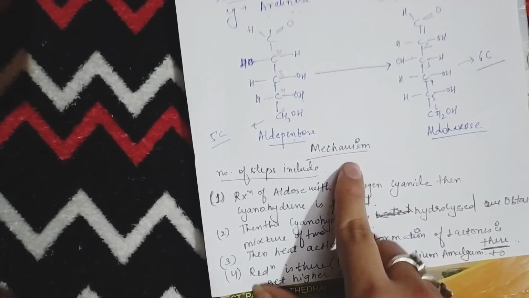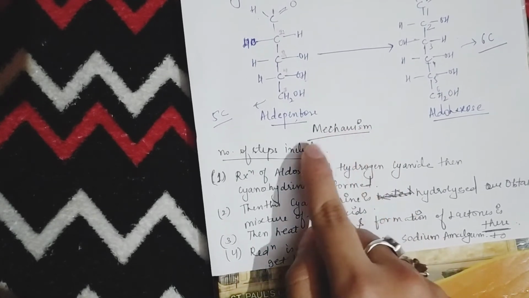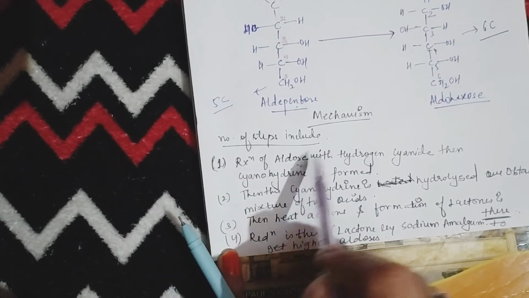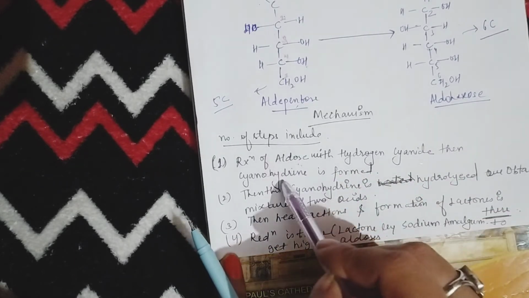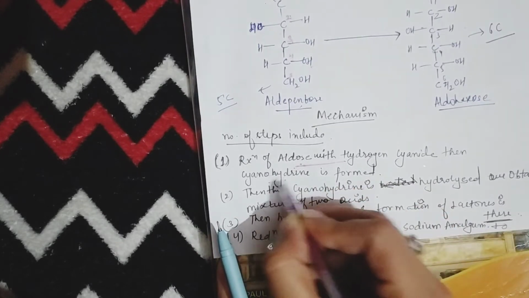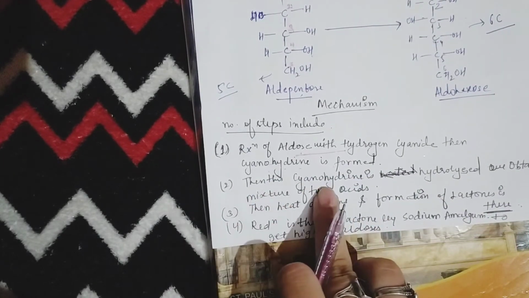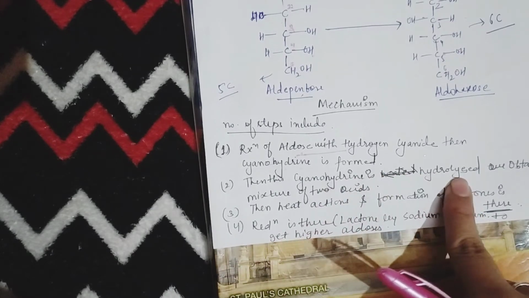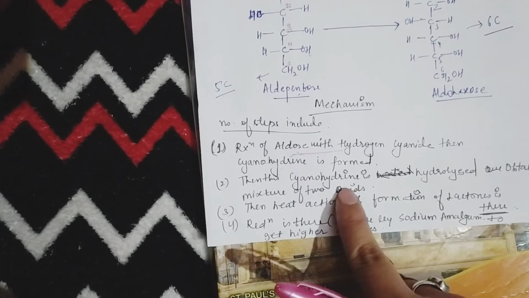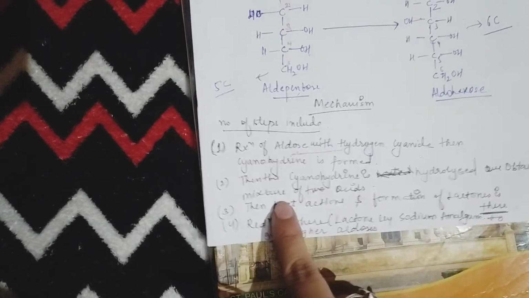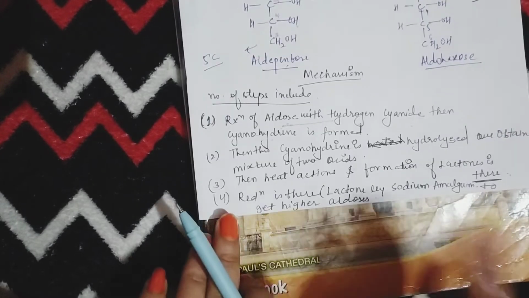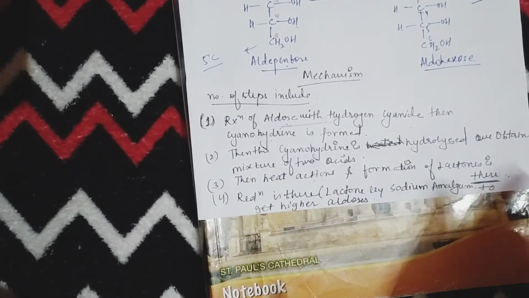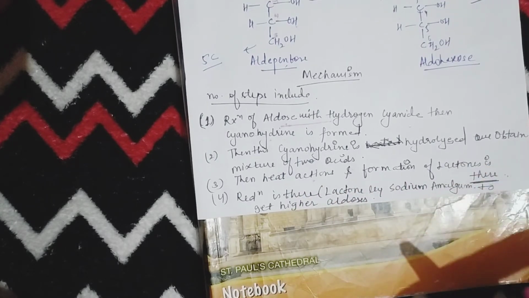Let's see the mechanism of it. During its mechanism, a number of steps are performed. Firstly, we react the aldose with hydrogen cyanide. Due to this reaction, cyanohydrin is formed. Then the cyanohydrin is hydrolyzed, and we obtain a mixture of 2 acids. Then we heat the reaction, and lactones are formed.